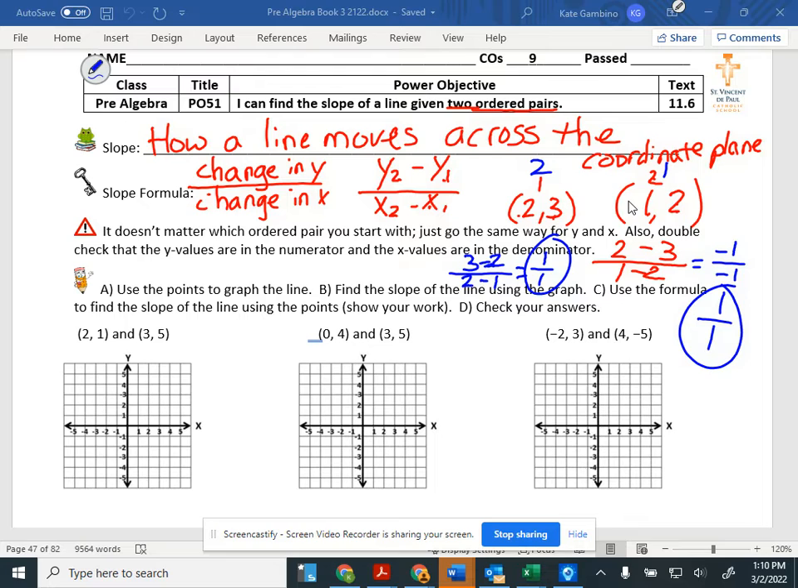Colin. I know, I confused myself. I used too similar of numbers. So it was a harder example because my numbers were the same.